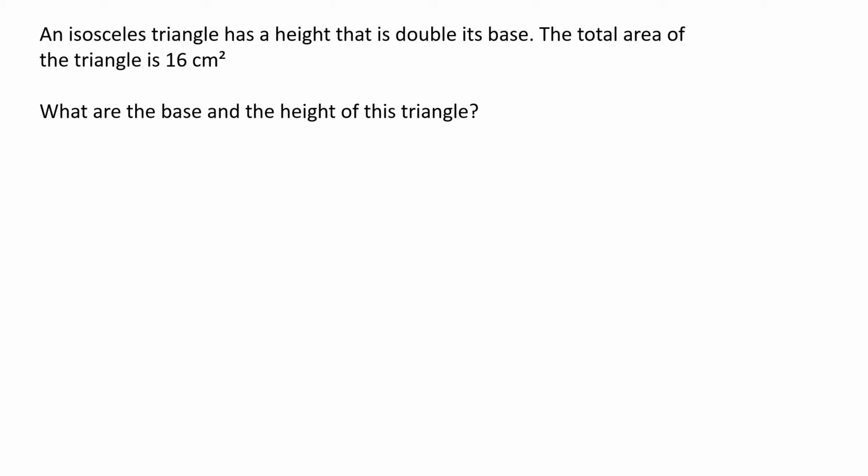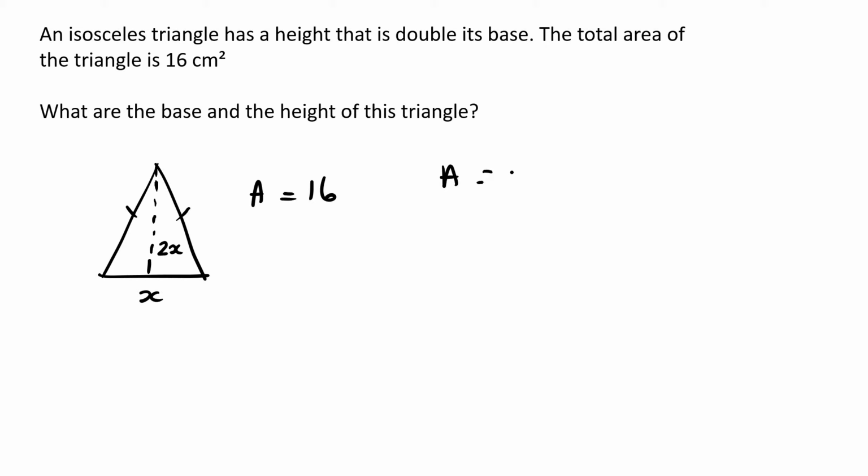So I'm going to just draw myself a little sketch here. I've got an isosceles triangle, and I know that the height is double its base. So what I'm going to say is, okay, well the base, let's just call the base x. So if the base is x, then the height here has to be 2x. And what I'm told is that the area is 16 centimeters squared. So I know that area is base times height divided by 2. So let's just plug all those numbers in here.